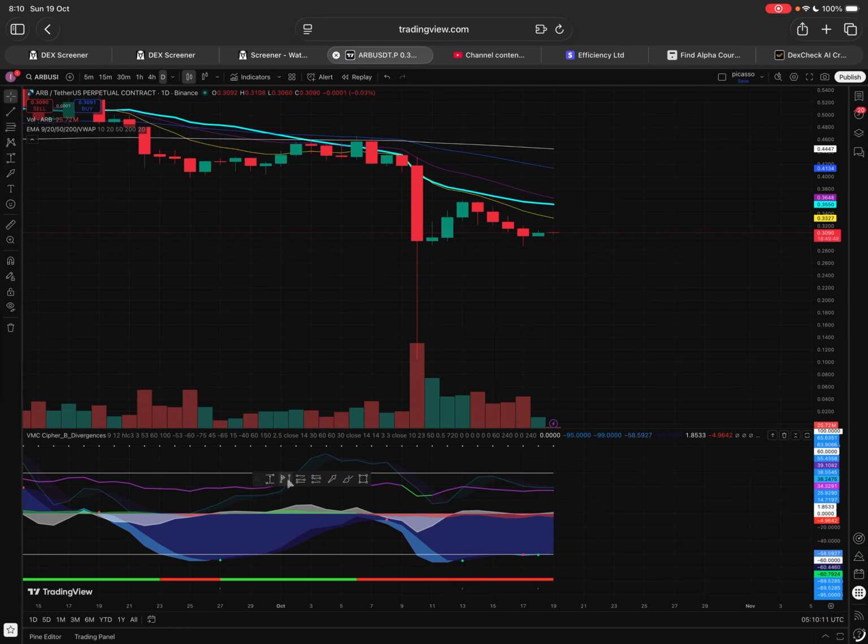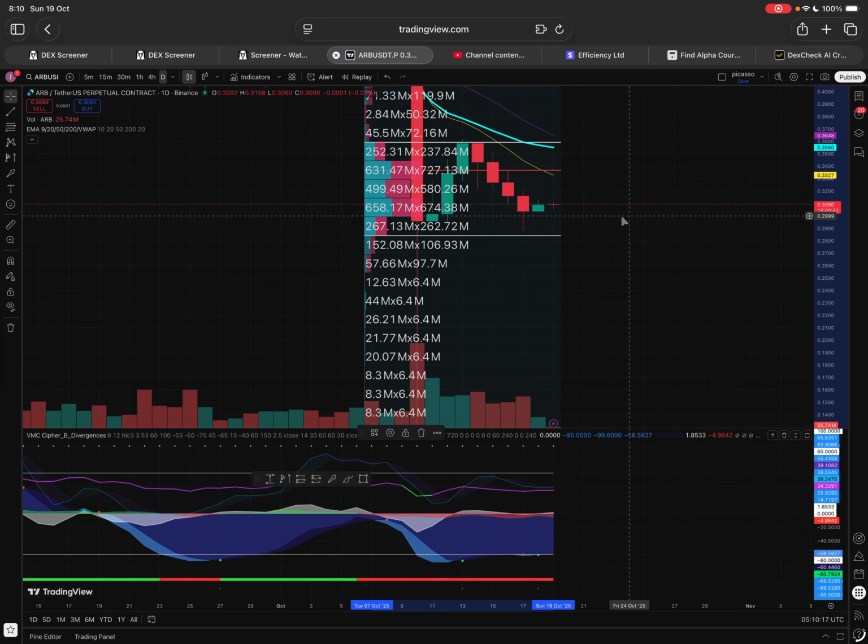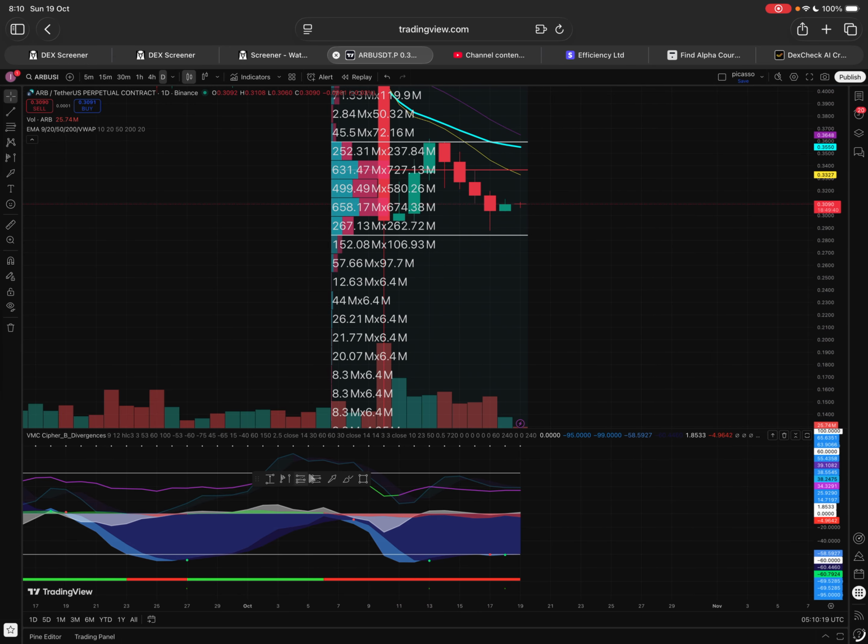ARB price prediction. Let's start by drawing the accumulation phase to see where we actually can find liquidity. We can already see that there was really good liquidity here, 267 versus 262, 158, 106, so 50% more basically in this area. So what I would be interested in doing is I'll start longing right here, but I'll DCA if we actually go a little bit to the downside.